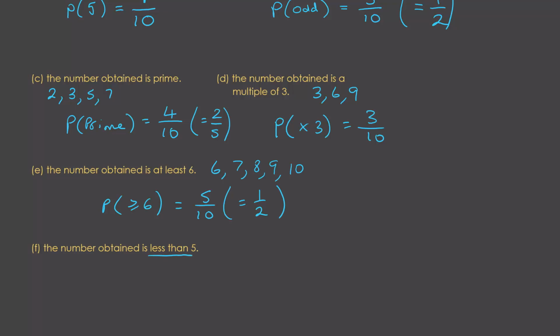The number obtained is less than 5. Now that's strictly less, so that means 4, 3, 2, or 1. So the probability of being less than 5 is 4 out of 10, which again could cancel down to 2/5.